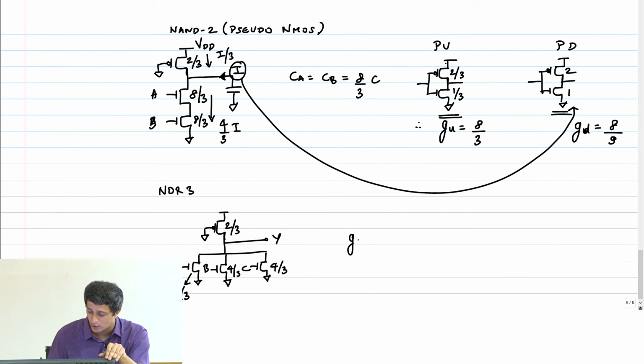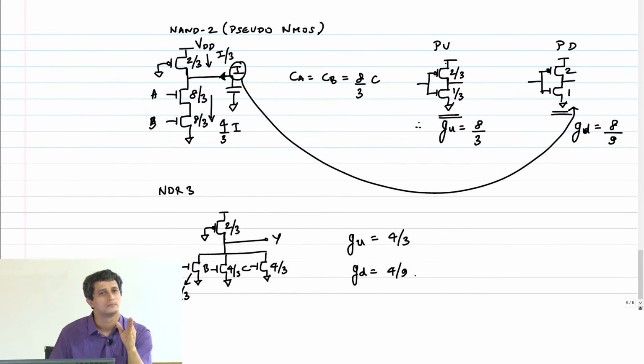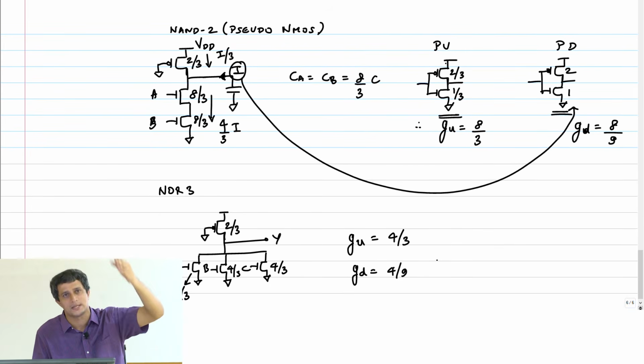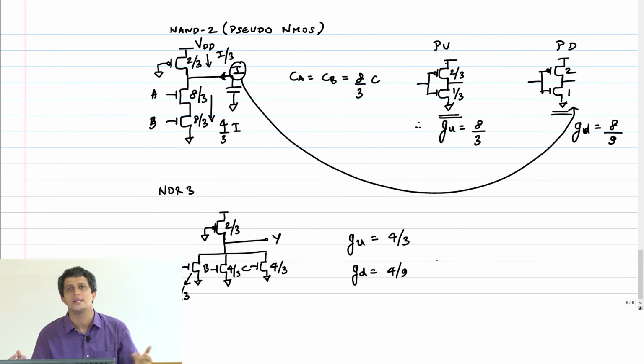What's the pull-up logical effort? 4 by 3. Pull down logical effort: 4 by 9. What if I made this an N input NOR gate? It's the same thing. That is the key advantage of getting rid of your PMOS stack. For the NOR gates, where the logical effort grows because my PMOS stack size is growing, I am able to make sure that the logical effort is 4 by 9 irrespective of how many ever input NOR gate I have. Okay?